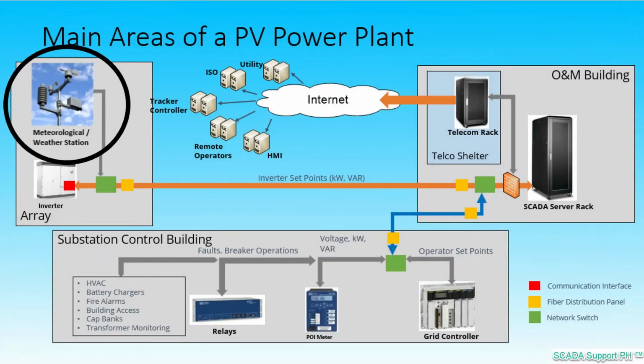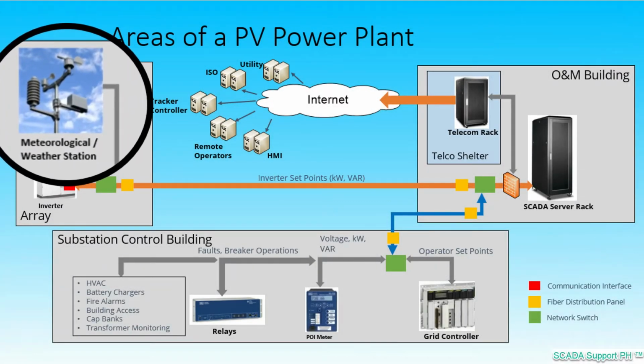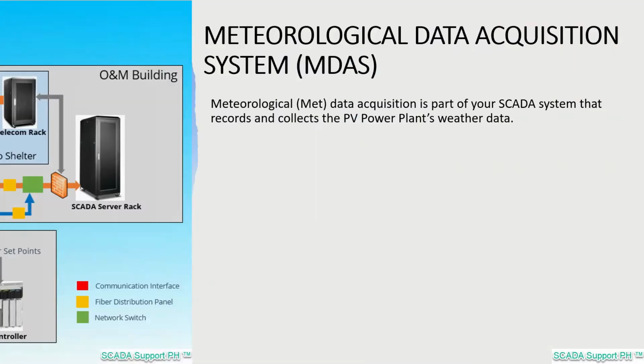From our previous discussion on the areas of the PV power plant, here is where the MET station is located, which is part of the array, and usually located within a skid or a pad that are close to the modules.